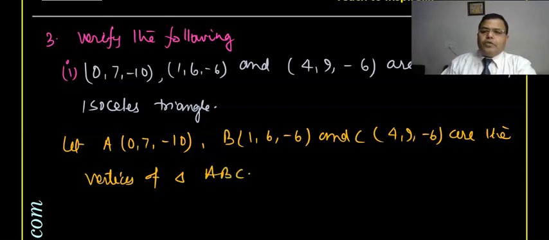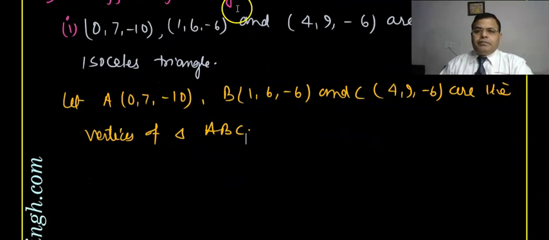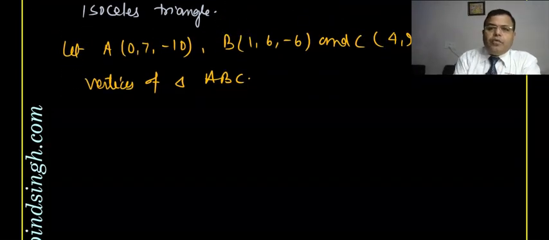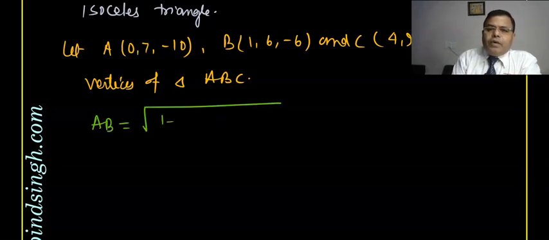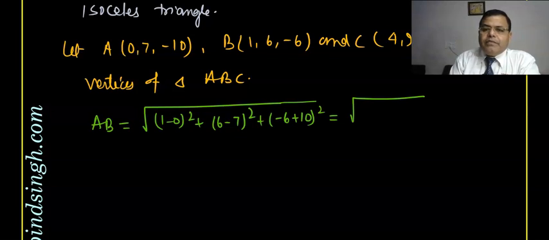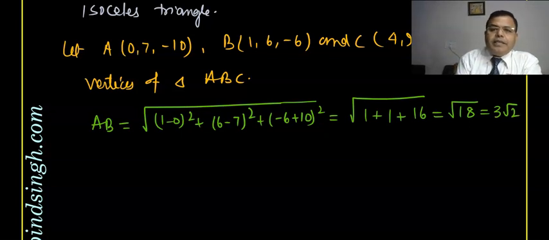So now AB square is equal to, using the distance formula, AB is equal to (1 minus 0) whole square, (6 minus 7) whole square, and (-6 plus 10) whole square. That is 1 squared, which is 1. (6 minus 7), that is -1, whole square is also 1, and (10 minus 6), which is 4, whole square is 16. That is 1 plus 1 plus 16, which is root 18. 18 is 9 into 2, so 3 root 2. Okay, AB is like this.